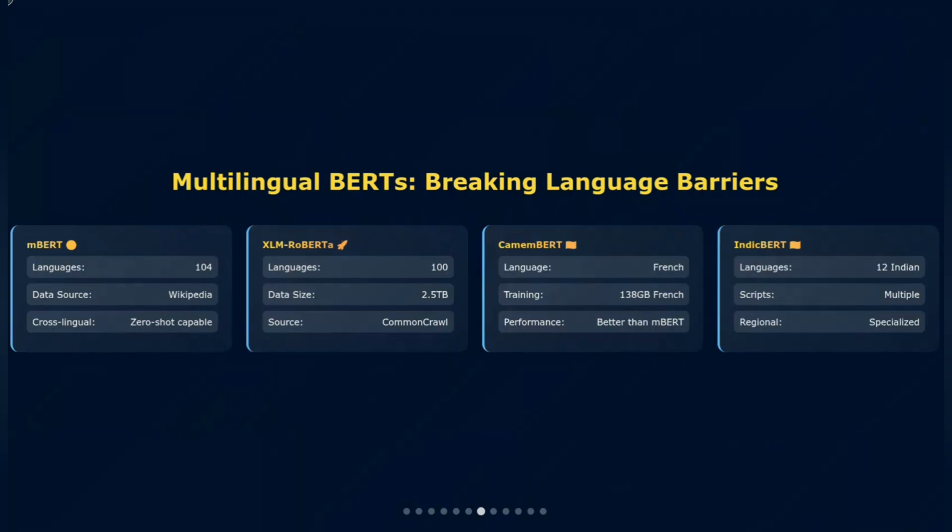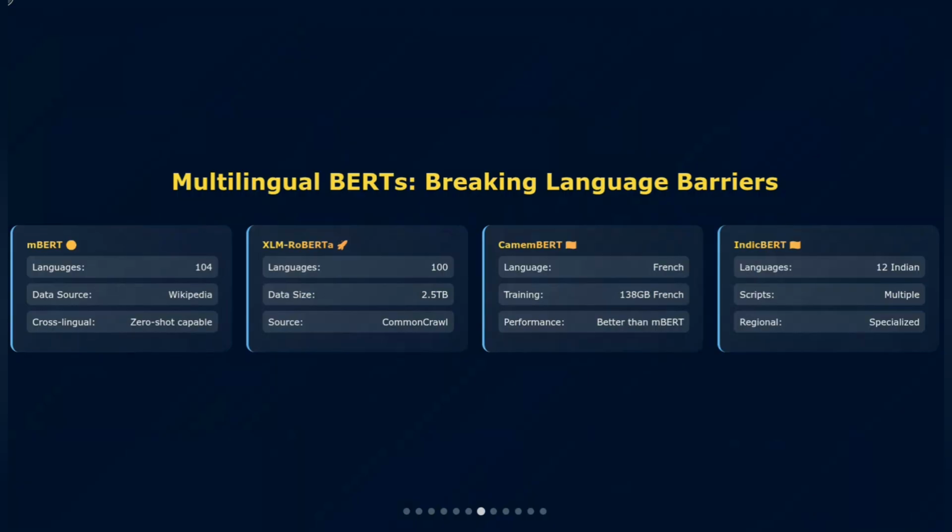XLM-R pushes multilingual understanding further by training on Common Crawl data from 100 languages, 2.5 terabytes of text total. Unlike mBERT, XLM-R doesn't use language embeddings or translation language modeling. Instead, it relies purely on masked language modeling across massive multilingual data. This approach yields better performance, especially for low-resource languages.